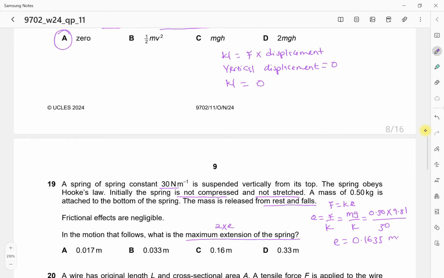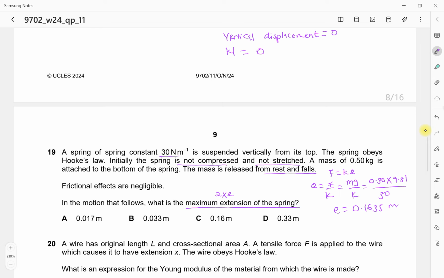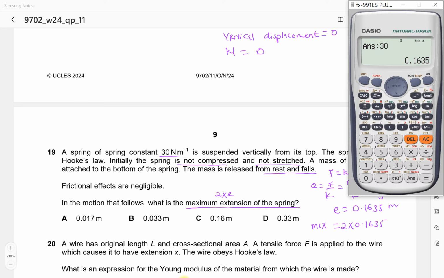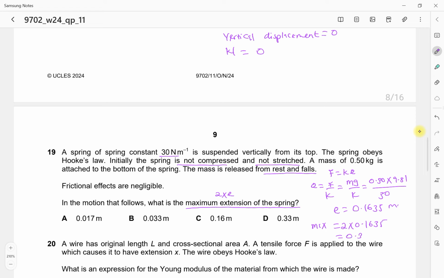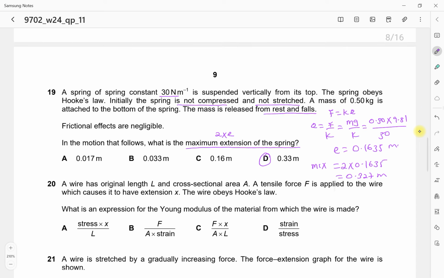Meters. But because it was not initially compressed and not stretched, the maximum extension is going to be twice this. So the maximum extension is going to be 2 times 0.1635. I will multiply this by 2, so 0.327, which makes D our answer, approximately 0.33 meters.